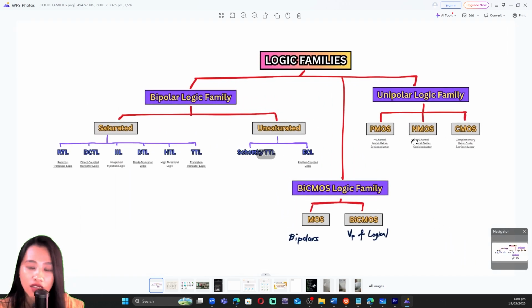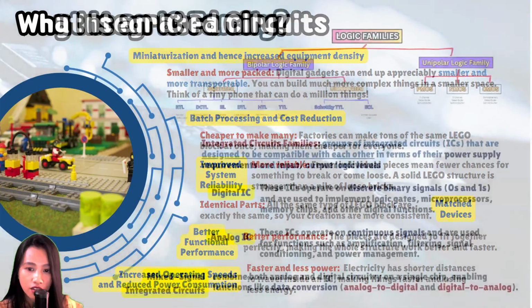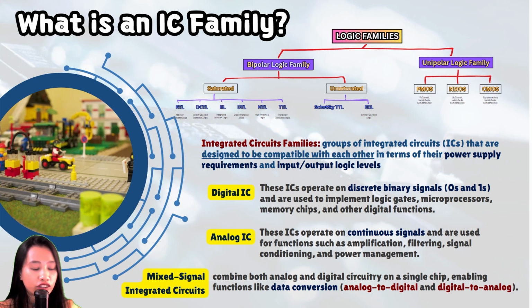Now, these ones I have mentioned, these are actually digital ICs. Meron pa tayong tinatawag na analog integrated circuits. Dito tayo kanina, we have two types of integrated circuits. Aside dito, we have analog IC and digital IC. And yung combination pa ng dalawa, which is the mixed signal integrated circuits. So, yung digital IC gumagamit ng binary signals. Ang sa analog IC naman, gumagamit siya ng continuous signal. So, it's used in amplification, filtering, signal conditioning, tsaka power management.